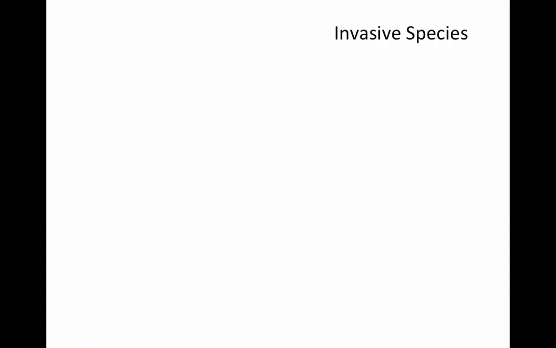A second major issue that we looked at was invasive species. First, we defined the term invasive species. We said that an invasive species is a plant or animal that comes into an ecosystem from somewhere else and causes harm to that new ecosystem. Then we looked at a few examples.